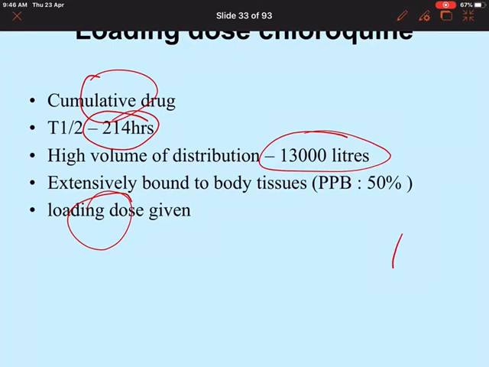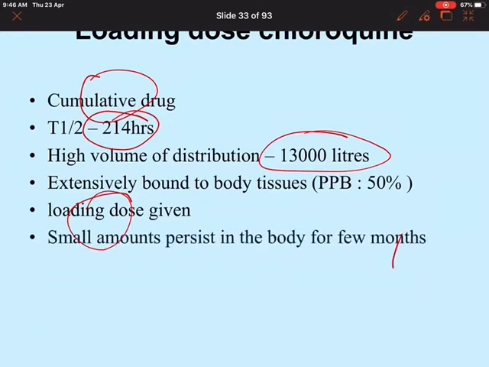One of the questions we can have is why we need a chloroquine loading dose. It is just because it has a high volume of distribution, it's a very cumulative drug, and it has a high T-half of 214 hours.